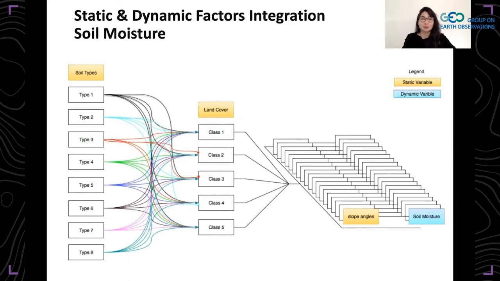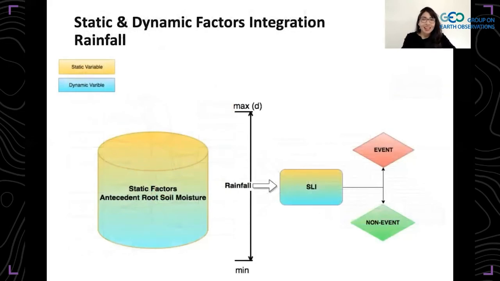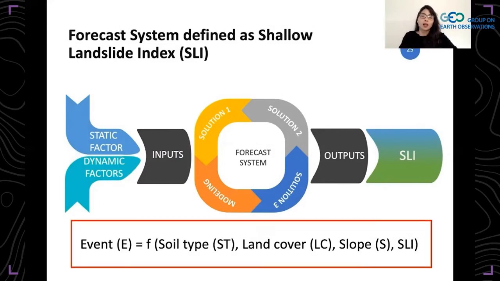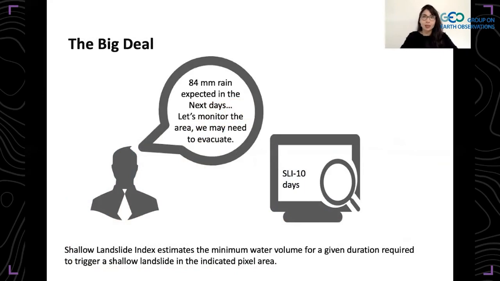So, after all that's said and done, our parameters are now integrated. We can finally move on to determine whether a rainfall event will trigger a landslide or not. When the algorithm finds a rainfall value that makes the equation equal to one, in our case, one represents a landslide event happening, that value is stored as an index. An index that will represent a landslide event as a function of the dynamic and static factors. So the goal of this whole story is that this system can be applied by decision makers, as it estimates the amount of water volume for a given duration required to trigger a shallow landslide in the indicated pixel area.